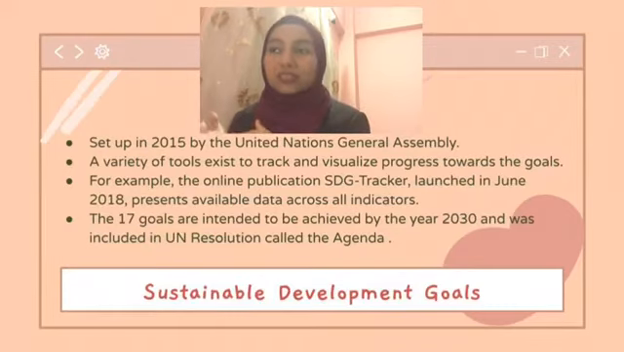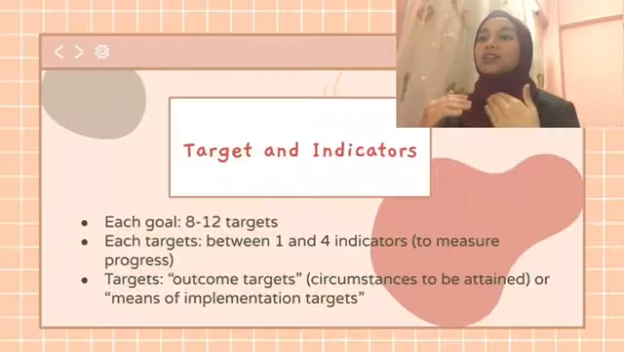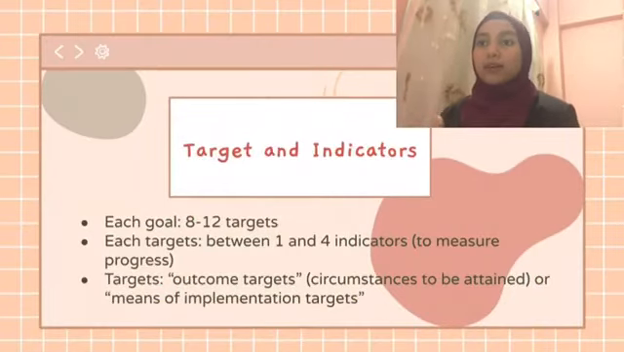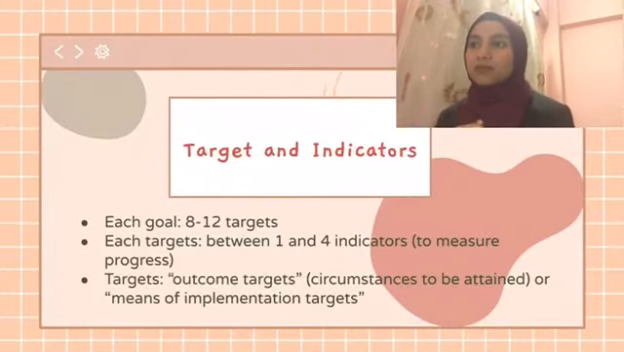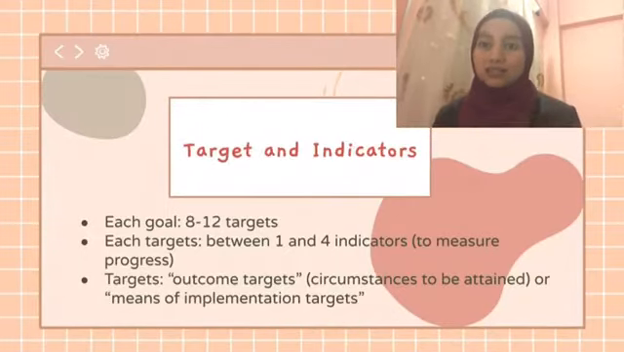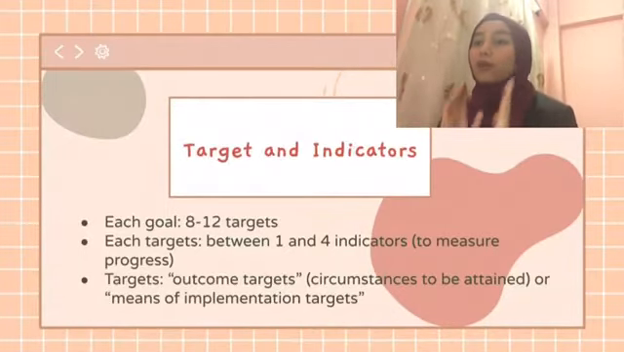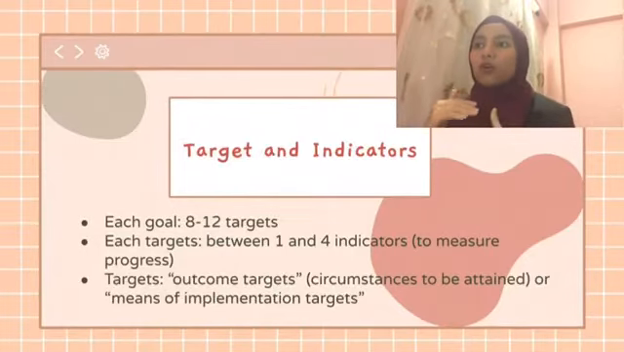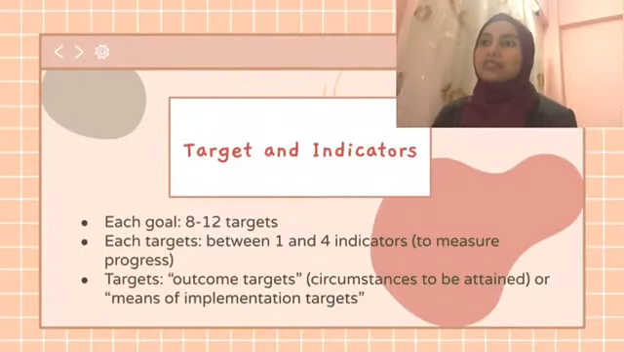And the 17 goals are intended to be achieved by the year 2030 and was included in UN resolution called the Agenda. So to reach the 17 goals, there must be targets and indicators to determine how to achieve the goals. So for each goal, there exist 8 to 12 targets, and for each target, there must be between 1 and 4 indicators to measure progress towards reaching the targets. So, targets here means outcome targets, or circumstances to be attained, or means of implementation targets.